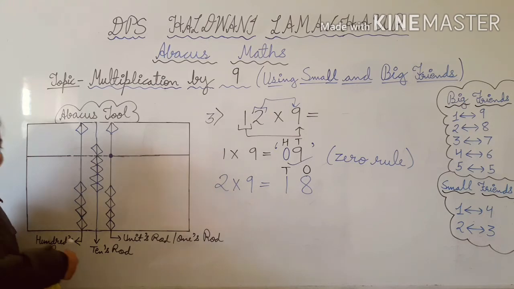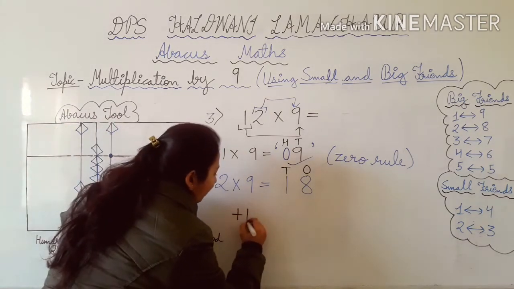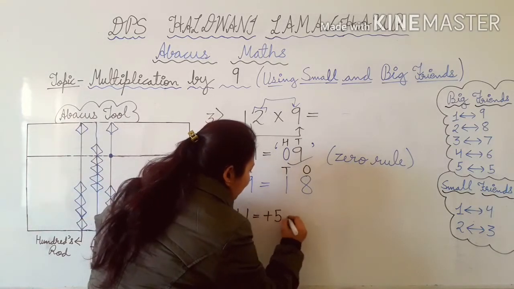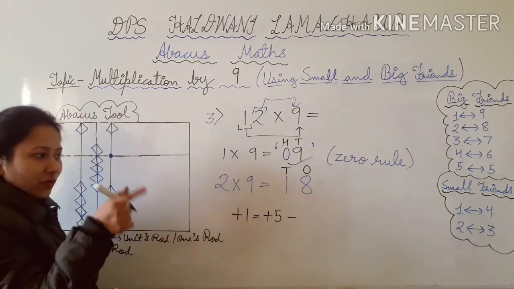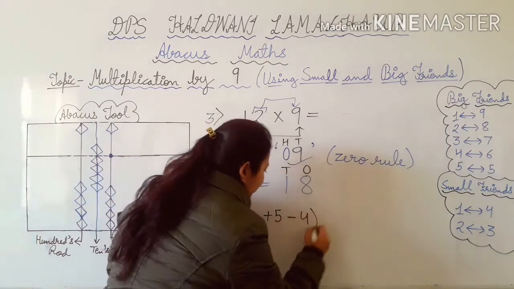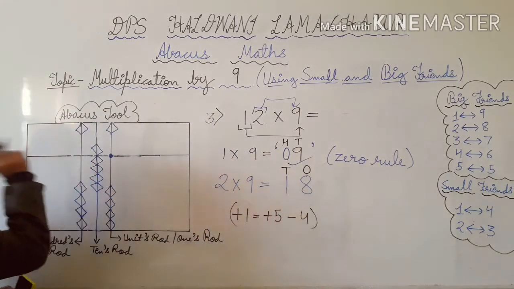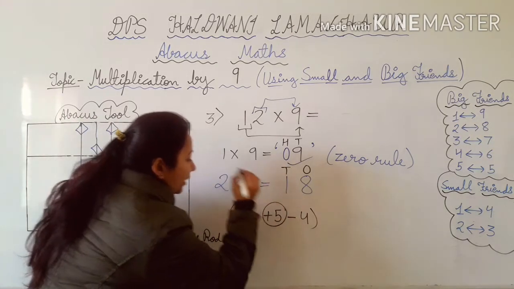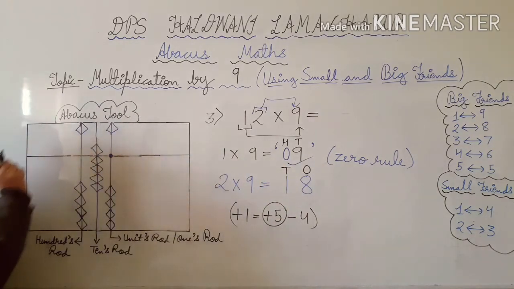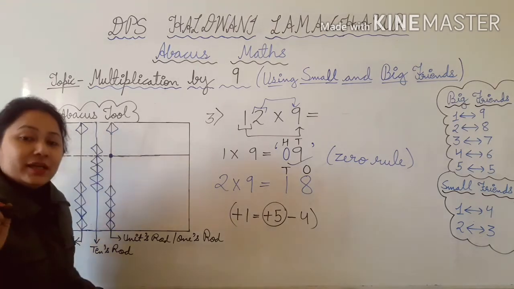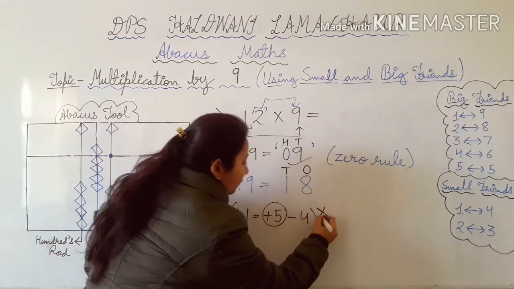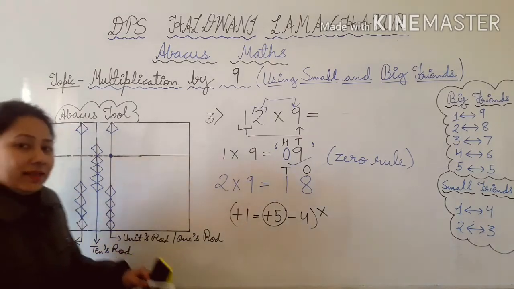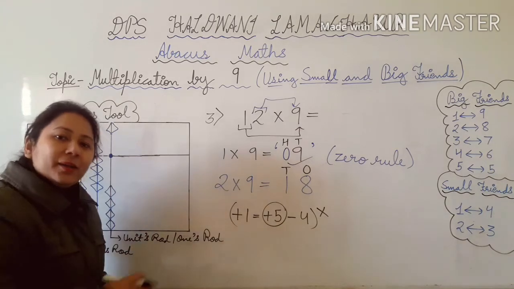So use the small friend formula for 1. For 1, first of all, you have to add 5 and you have to subtract the friend. Now who is the friend of 1? 4. So use this formula here. Now kids, you can see you have to add 5, but 5 is already added. This means that you can't apply this small friend formula in this tens rod.